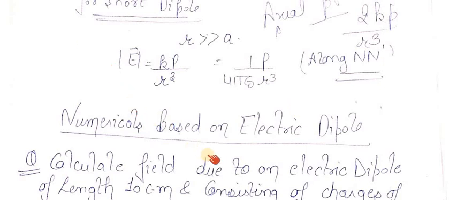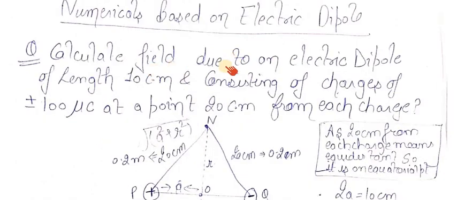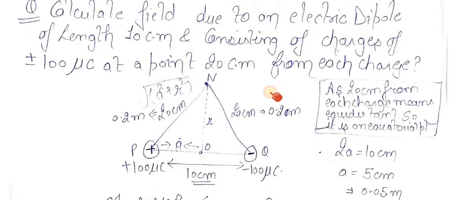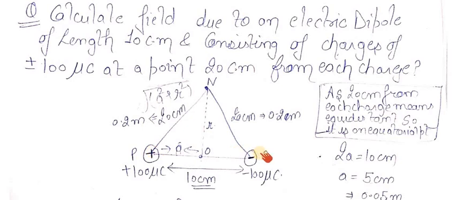Now we will do the numerical based on the electric dipole. So let's do the numerical based on these concepts. Calculate the electric field due to an electric dipole of length 10 centimeter and consisting of the charges of plus minus 100 microcoulomb at a point 20 centimeter from each charge. So what do you mean by it? The meaning is this is plus, this is minus Q. On both charges, if there is a dipole, it will be the same, just a sign difference, here plus and here minus.